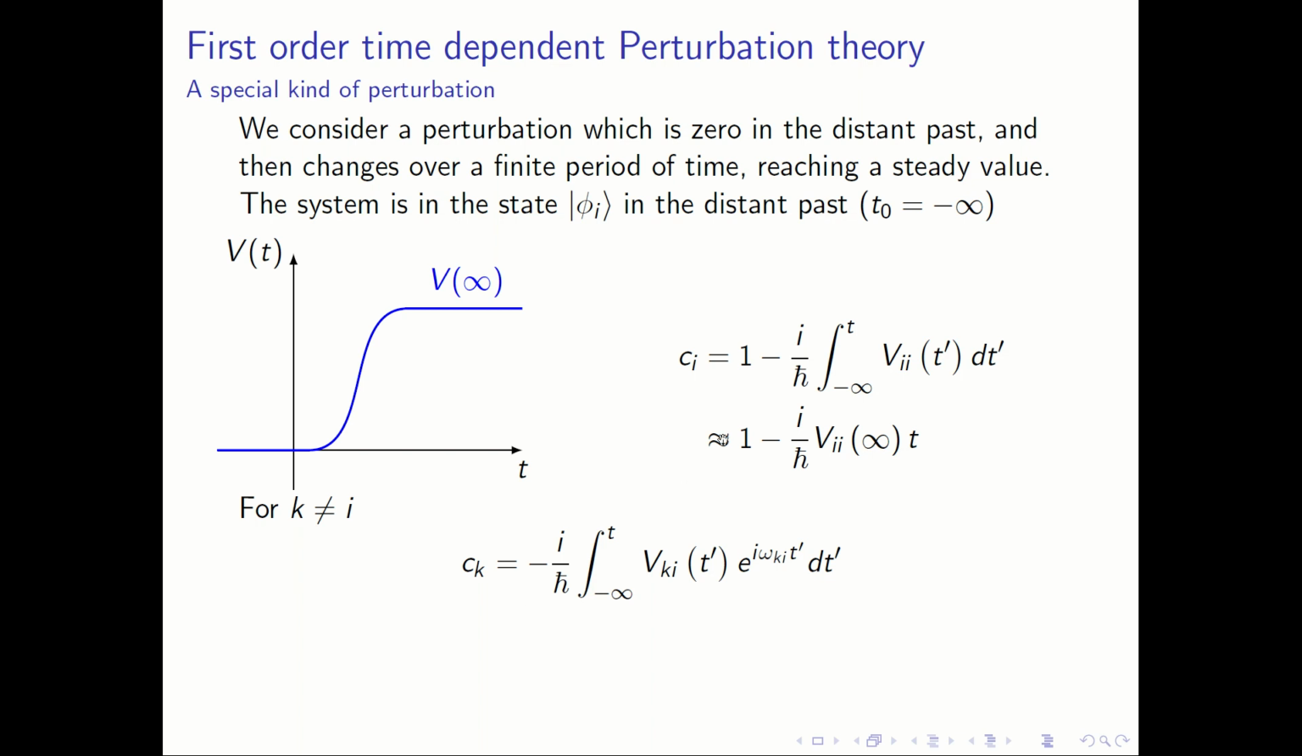Well, if k is not equal to i, the delta ki term is 0, and the rest is simply this integral v ki t prime e to the i omega ki t prime dt prime. Now, what we will do next is we will try to change the integral from one involving vki to another involving its derivative. And it's obvious how you do it. You just do integration by parts, right? That changes a part of the integrand into its derivative. But the question is, why would we want to do that?